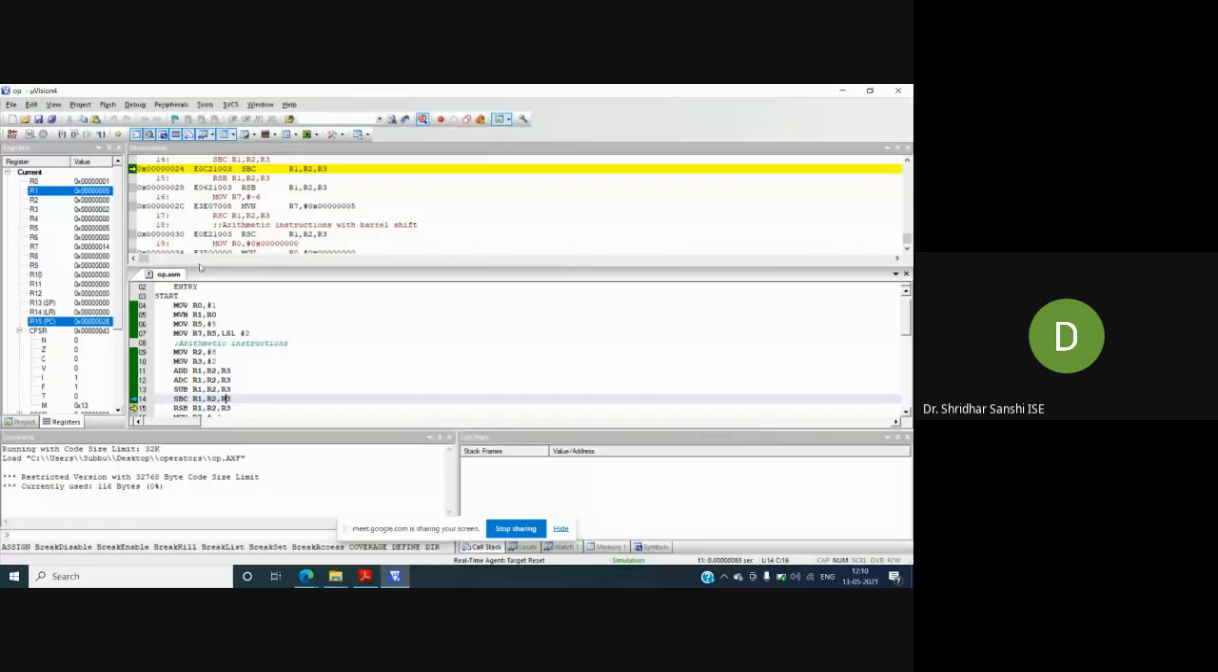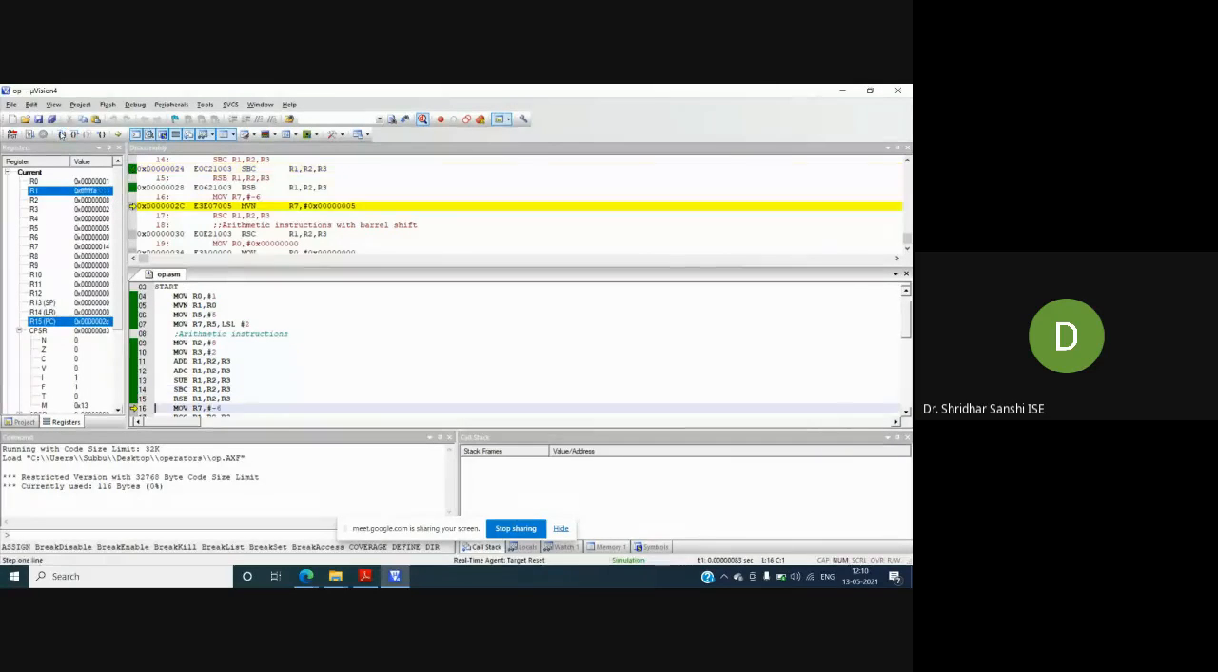Okay. Next, RSB. So what is RSB? RSB stands for reverse subtraction. So the content of the second operand, that is R3 minus R2. The content of R3 is 2. 2 minus 8 is minus 6. So that is the result.